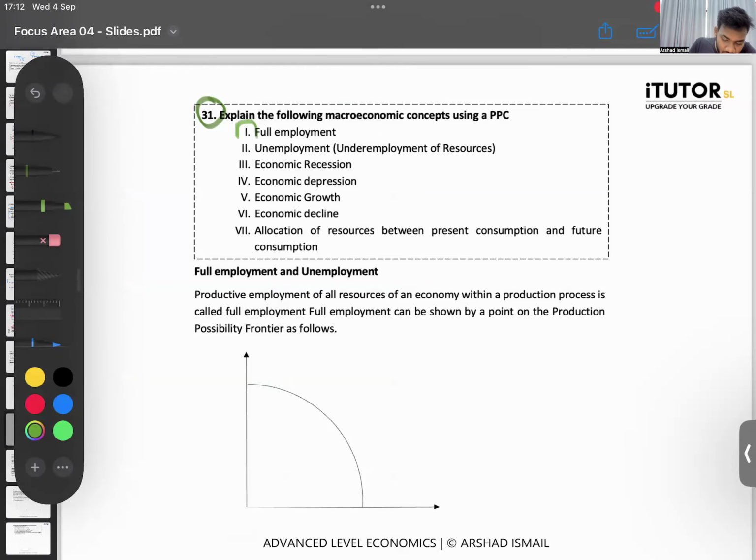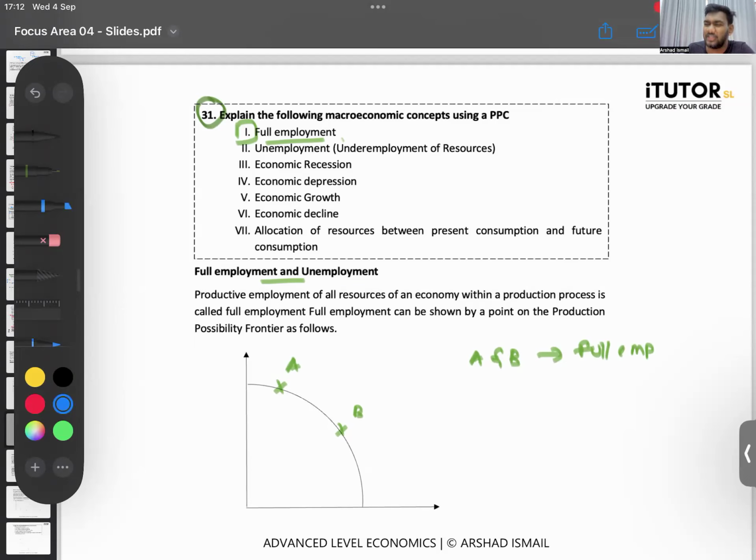So number one, full employment. We'll put all of this together with full employment and unemployment. How do we show full employment on a PPC? Full employment means you're using all your resources properly. How do you show that on a PPC? If you're using all your resources, just like productive efficiency, you can show that on a PPC. So any point on the PPC will be full employment. How do you show unemployment?